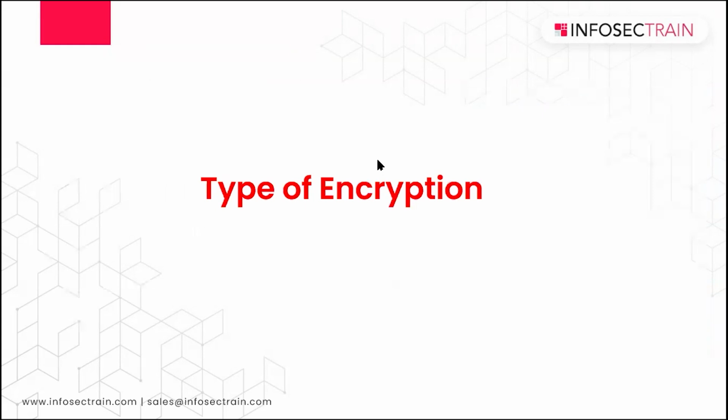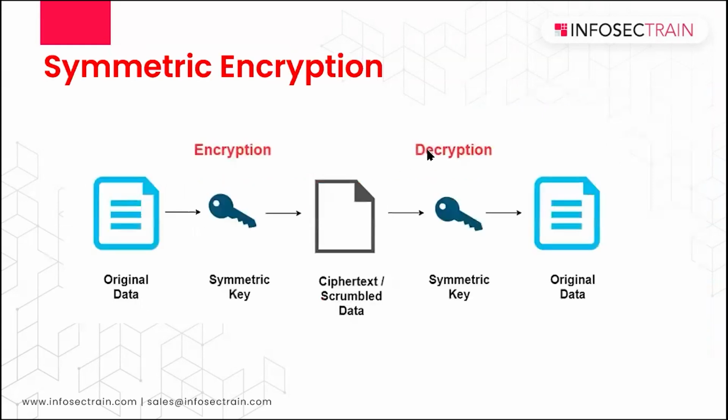And there are two types of encryption. One is symmetric encryption, where you have only one single key for the encryption as well as for the decryption. It means the same key will be used to convert your original data into the ciphertext, and the exact same key will be used to convert your ciphertext back to the original one, right? That's called symmetric encryption.